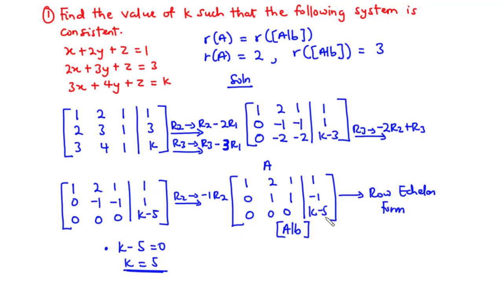So 5 minus 5 is 0. And then if you want to count the number of non-zero rows for the augmented matrix AB, that's going to be 1, 2, and then we have the last row to be a 0 row. So in conclusion, we say that the value of K that will make the system consistent is 5. Now let's move on to the next example.